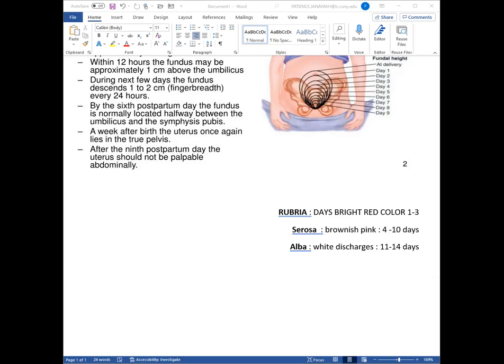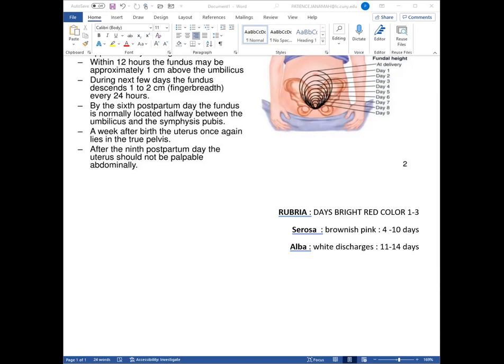So let's look at the normal postpartum vital signs. Let's talk about the temperature.